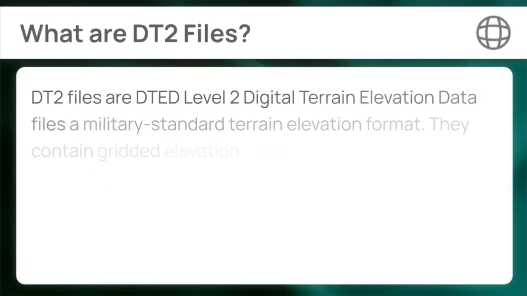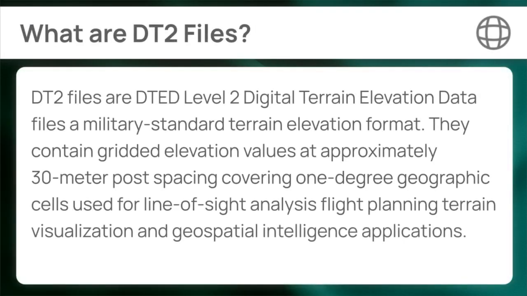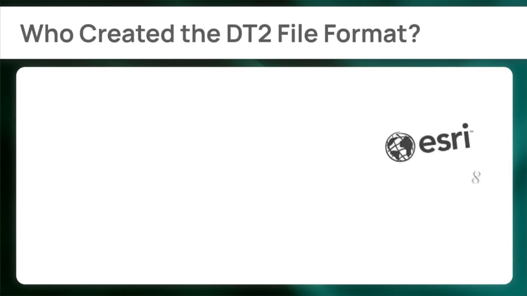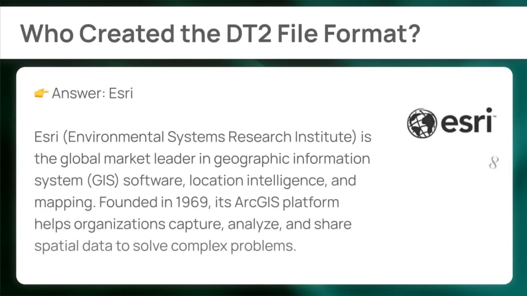DT2 files are DTED Level 2 digital terrain elevation data files, a military standard terrain elevation format. They contain gridded elevation values at approximately 30-meter post spacing, covering 1-degree geographic cells used for line-of-sight analysis, flight planning, terrain visualization, and geospatial intelligence applications.